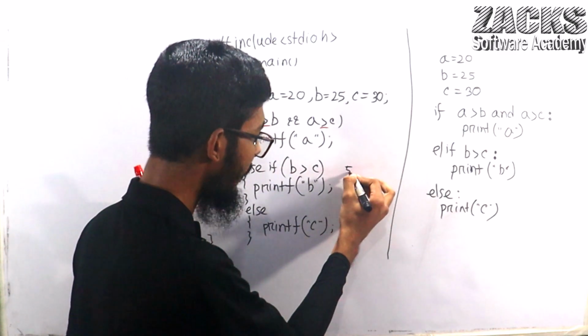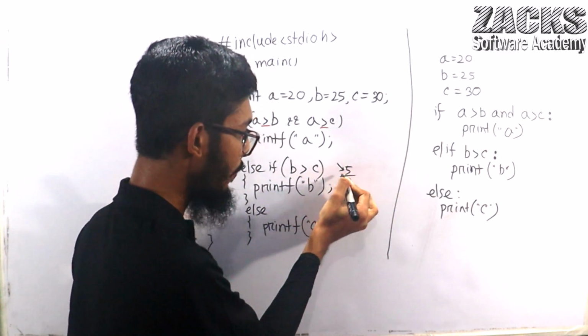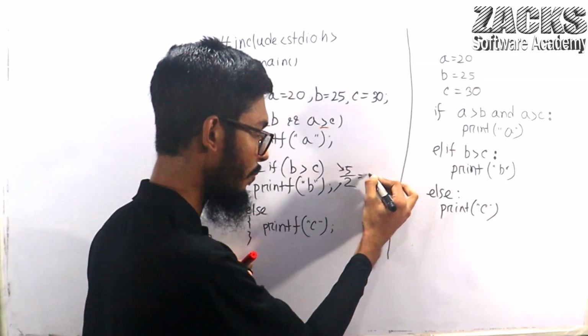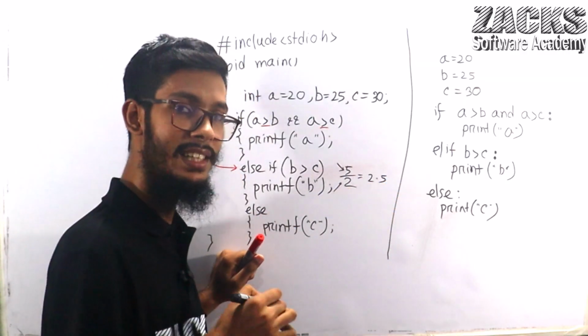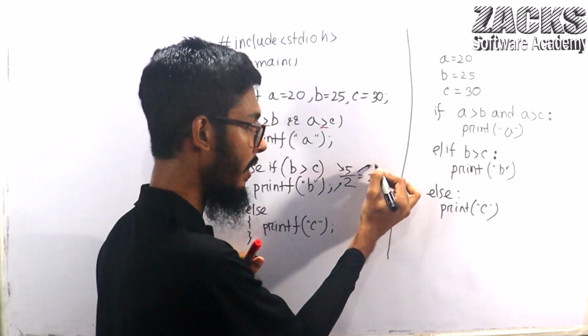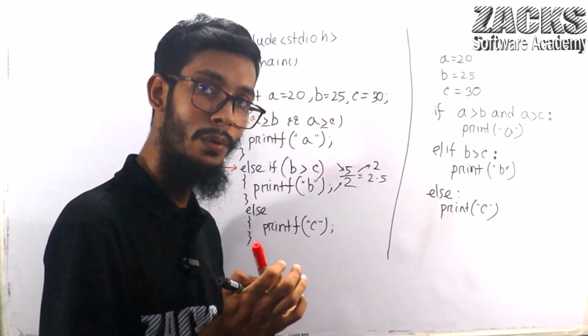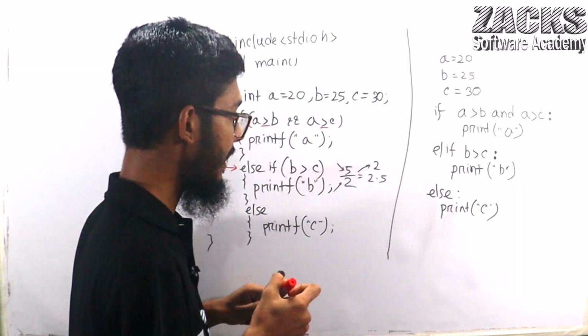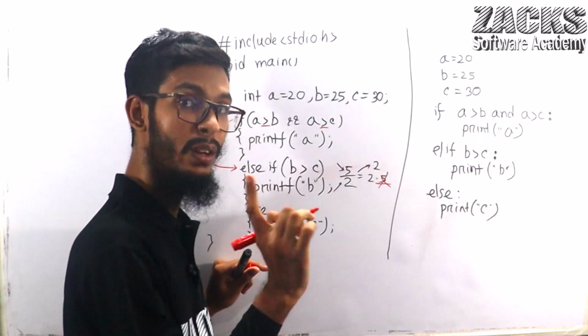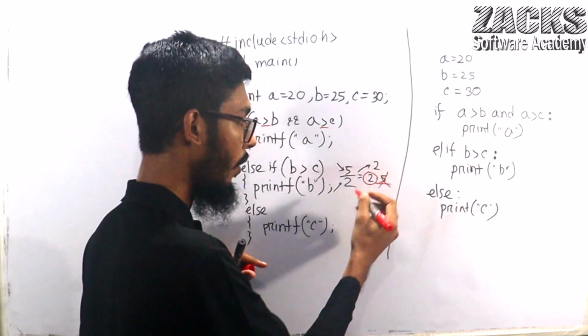Consider 5 by 2, numerator, denominator. Can you tell me what the result is? In mathematics, you will say 2.5, but I'm not asking about mathematics, I'm asking what the result is in C. The result is not 2.5, the result is 2. The value will be truncated, right? It ignores the fractional part and only takes the integer part.